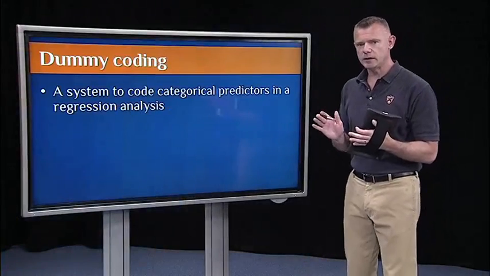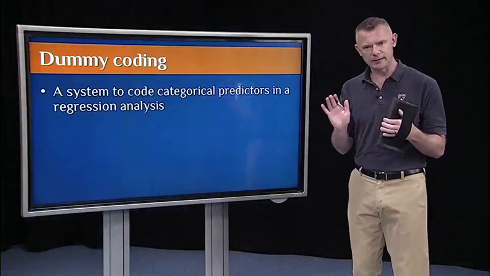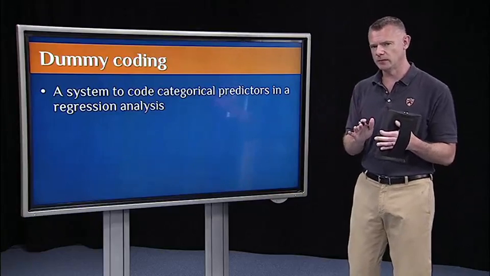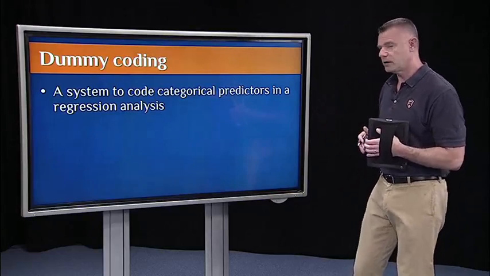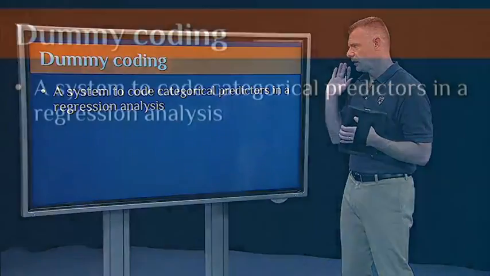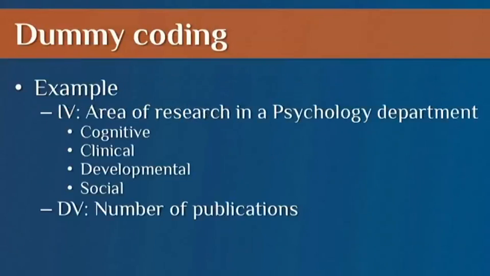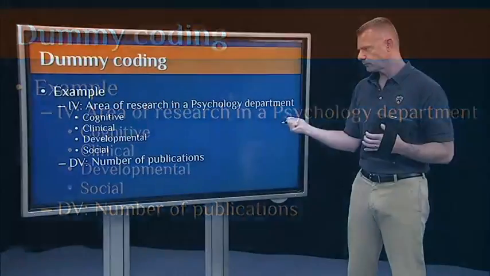Dummy coding is conceptually real easy, but it's sort of a tedious process and students sometimes get tricked by it. Conceptually, it's real simple. It's just a system to code categorical variables in a regression analysis. So I'm going to use an example here, sticking with this faculty salary example. Imagine that we had a categorical predictor that we wanted to add into that analysis.